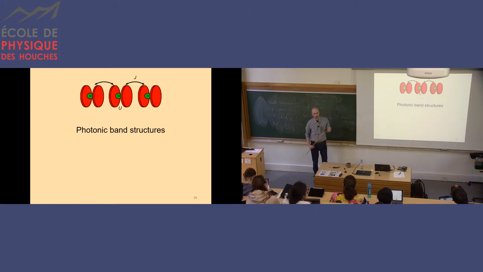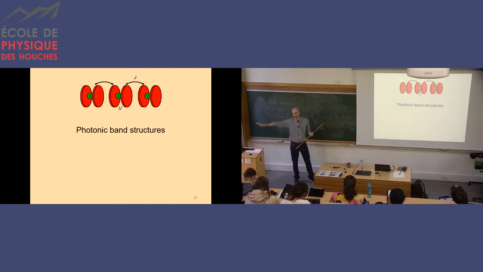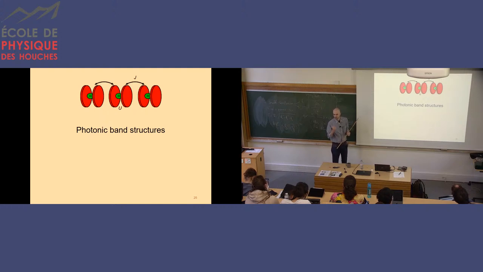Okay, there is one term that I haven't discussed yet, which is this J term, the coupling between different cavities. Well, now that we have this artificial atom, we want to create an artificial material, so we need to couple them together. And this is the topic of what I'm going to talk about right now. I want to talk about photonic band structures, how you create photonic materials by coupling several of these cavities.